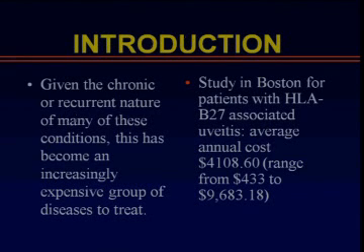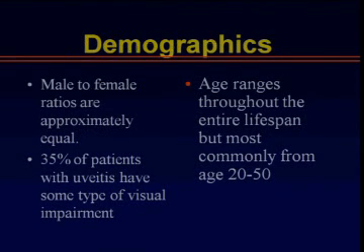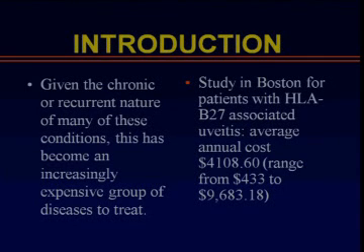The age ranges span the entire spectrum of the life cycle, but the most common age is between age 20 and 50. Again, the most productive life point. Given the chronic nature of these diseases, these have become increasingly more expensive to treat. There was a study in Boston looking at HLA-B27-associated uveitis, which from our perspective is a relatively easy disease entity to treat. They purposely didn't look at patients with Behçet's because that would obviously be a more expensive entity to propose treatment for. The annual cost averaged $4,100 for each of these patients.